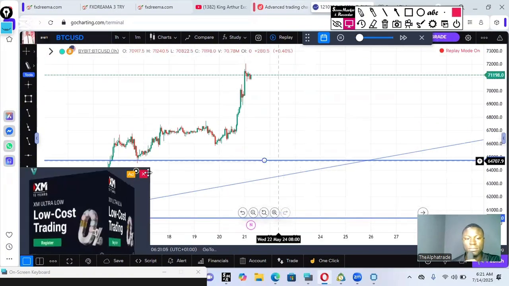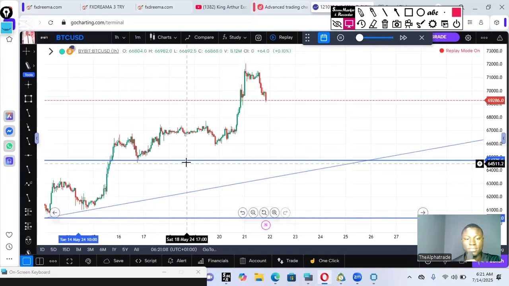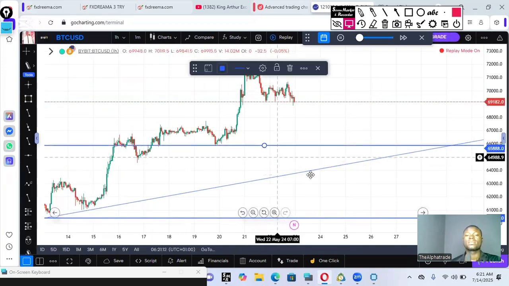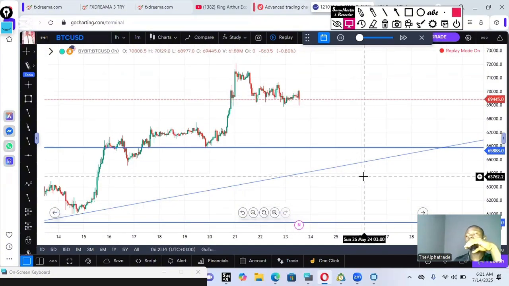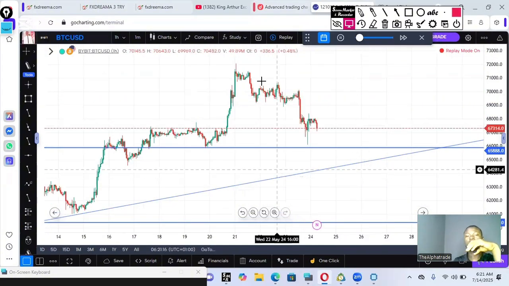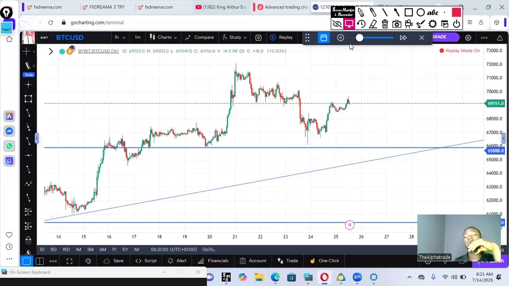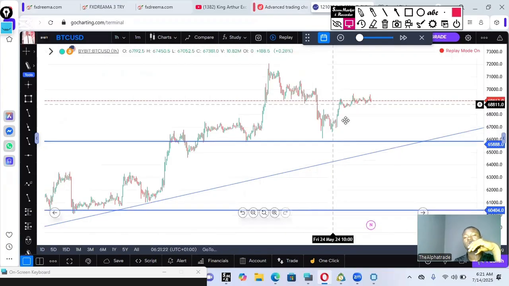So this is, I think, BTC. This is BTC USD. So you must understand how to draw your trend line. You can see the way I'm drawing it, and you must also understand how to draw your support and resistance, which is exactly what I have done.